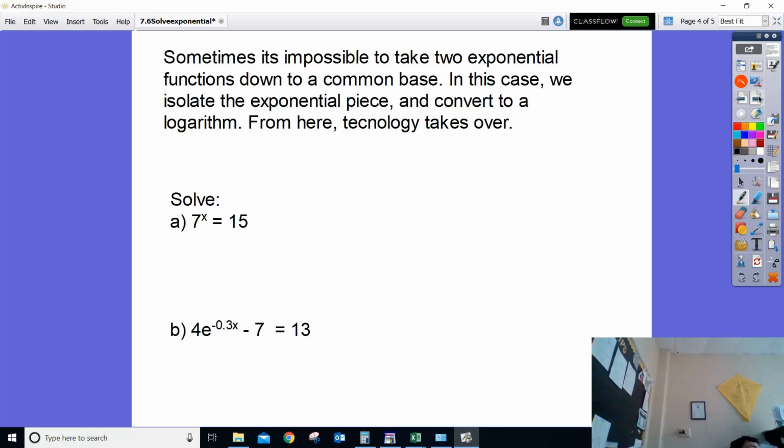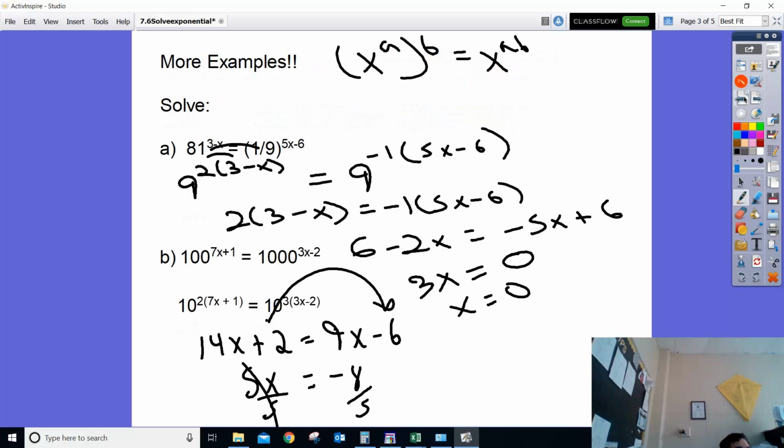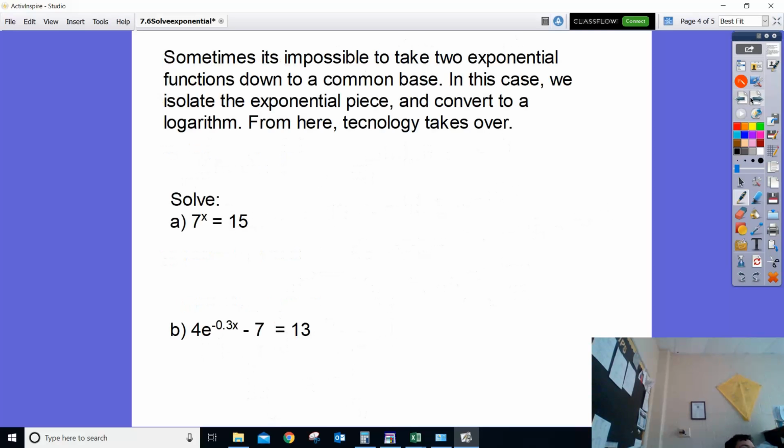Alright, sometimes it's possible to take two exponential functions down to a common base. In this case, we isolate the exponential function and convert it to a logarithm, and then we let technology take over. Now, you have to realize when this applies and when it doesn't, and it always actually applies. Everything we've done can be solved with a logarithm.